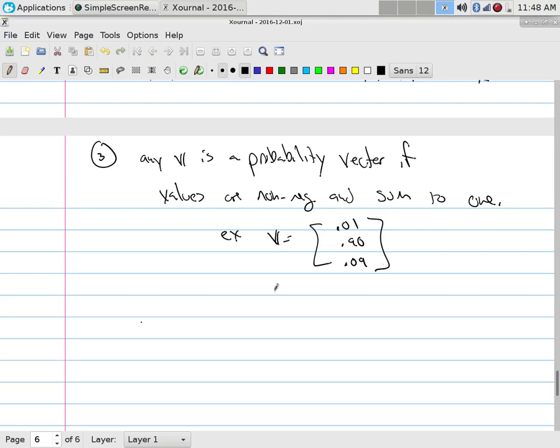And so I could call that, not only a state vector, it's a probability state vector. So this could be things like 1% of people own minivans, 90% of people own pickups, and 9% of people own cars, because we live in Texas.